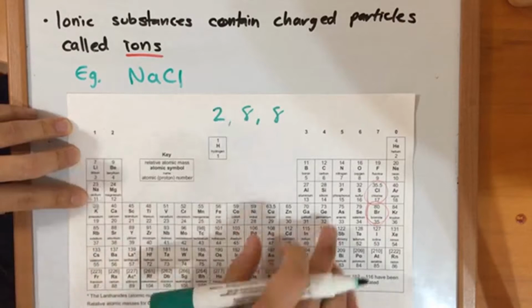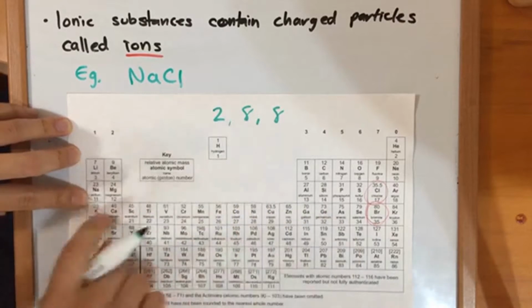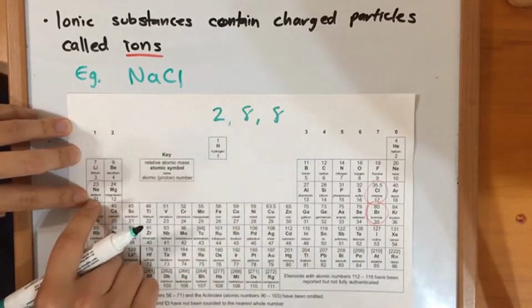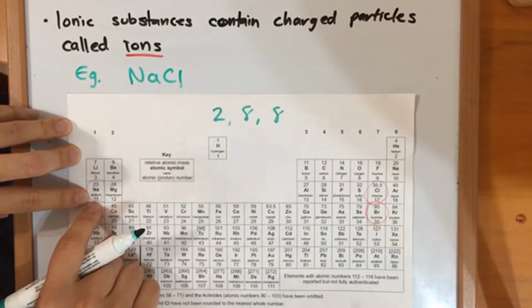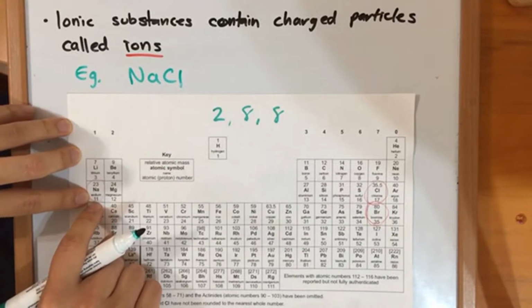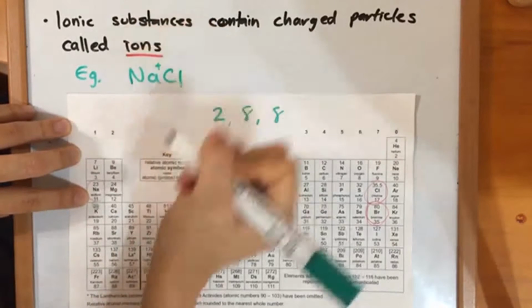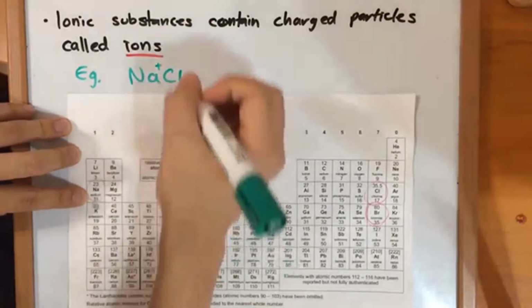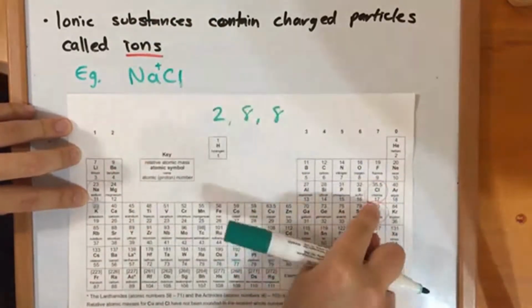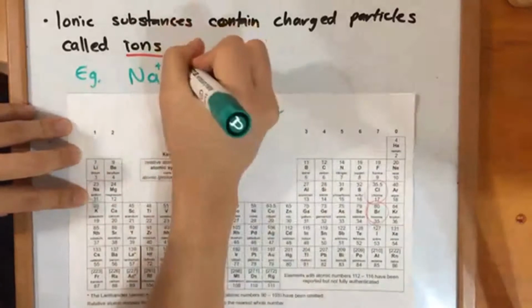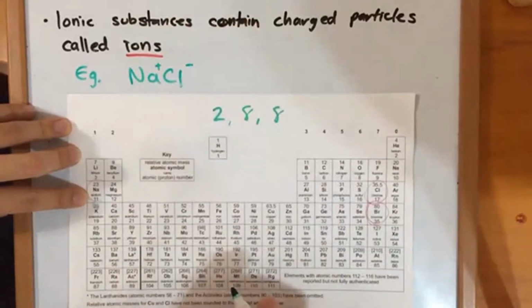Now, electrons carry a negative charge. So if sodium loses that electron, it becomes a positive ion. In this case, our sodium is plus, and our chlorine gains an electron, so it gains another negative charge, which means that chlorine becomes minus.